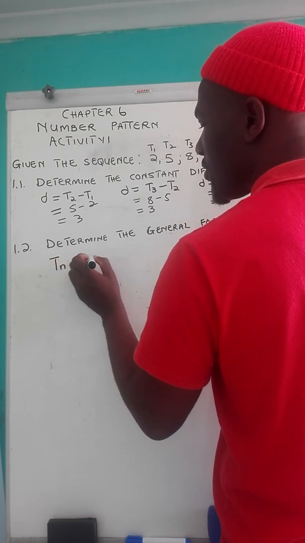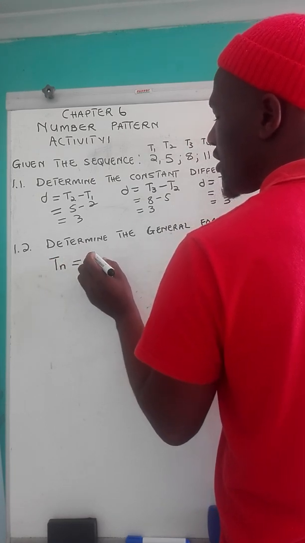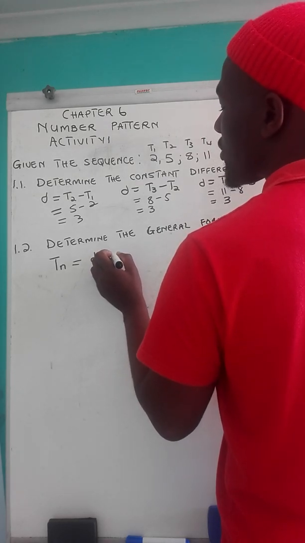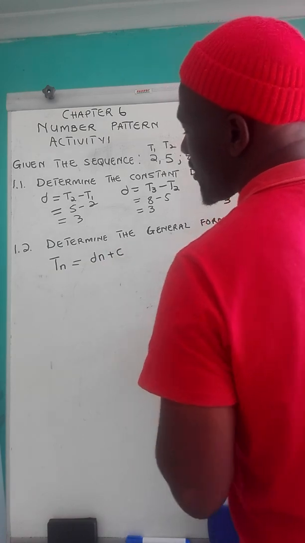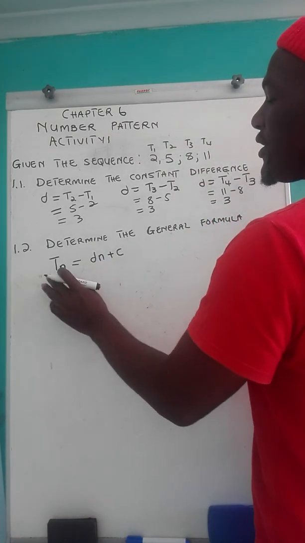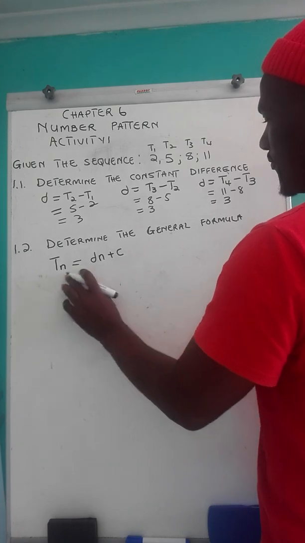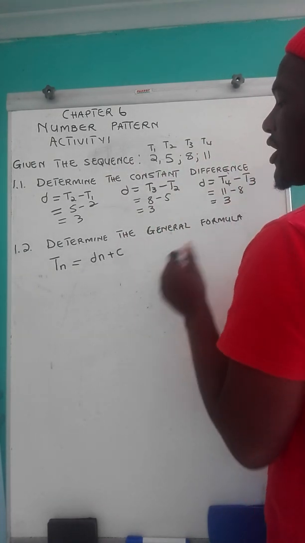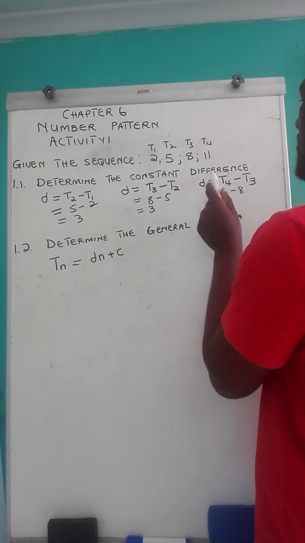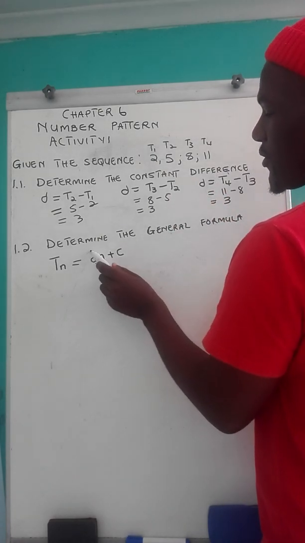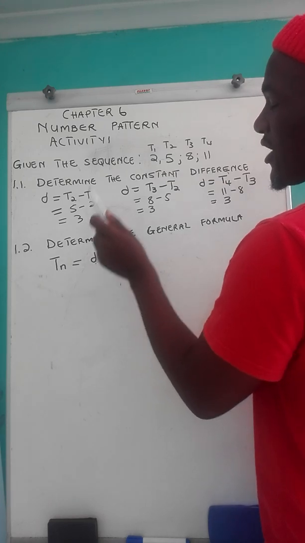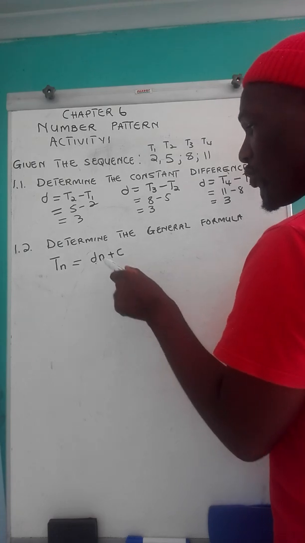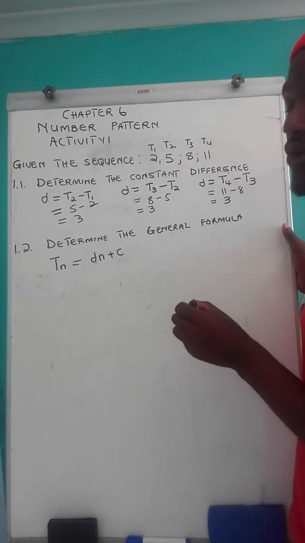Tn is equal to d times n, plus what? Plus c. Always, this is the general formula for arithmetic, because this is arithmetic. So if you have a constant difference, you always use this formula. You need this d. That is why the first question says determine the constant difference, because they know you will need d to find the general formula.